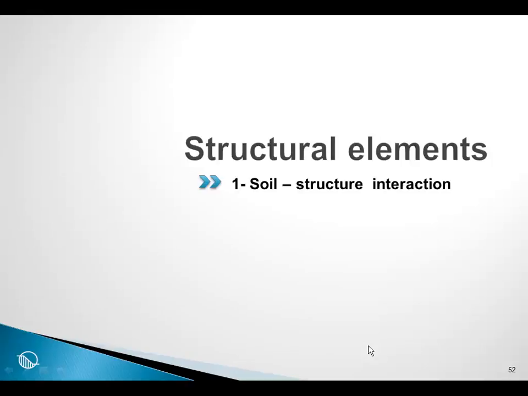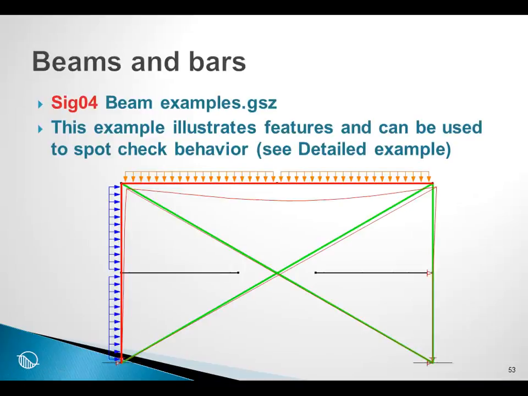Sigma W is formulated to handle structural elements such as beams and bars. These are essential elements for modeling soil structure interaction. Here's an example that has been set up to illustrate how beams and bars behave. We are going to open up SIG04 in a little bit.